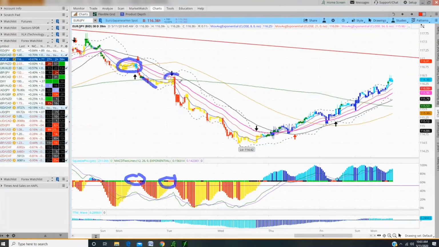Squeeze. Boom. No more squeezes there. But again, you got two beautiful squeezes. This squeeze would have just rocket shipped. Okay. Now, again, I know this says the Euro Japanese yen, but it doesn't matter. Okay. Think about Facebook, Microsoft, whatever.